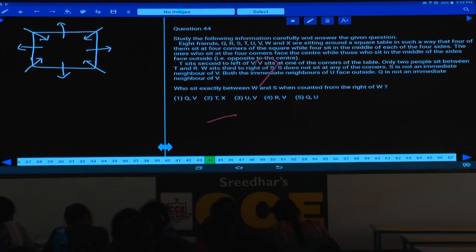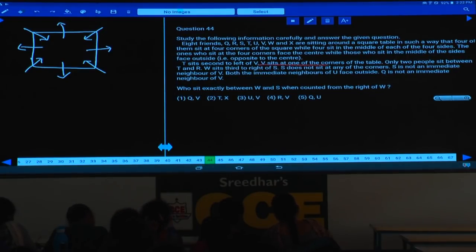Then condition number 1, T sits second to the left of V. V sits at one of the corners of the table. As V sits at one of the corners of the table, we can fix this V at any one of these 4 corners, isn't it? And V sits at one of the corners of the table, and T sits second to the left of V.